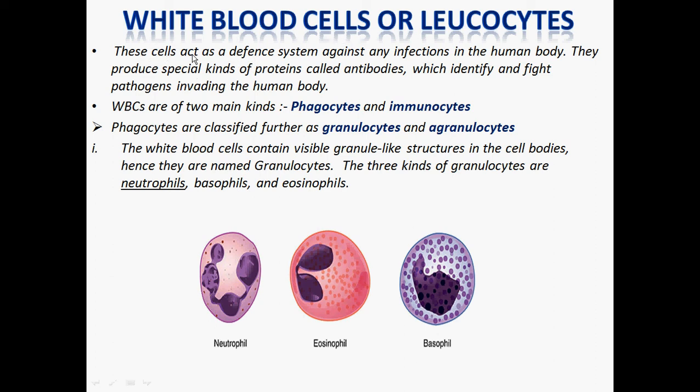Now these cells act as a defense system against infection in the human body, and they produce special kinds of proteins called antibodies which identify and fight pathogens invading the human body. Now there are various types of WBCs which may be phagocytes or immunocytes.